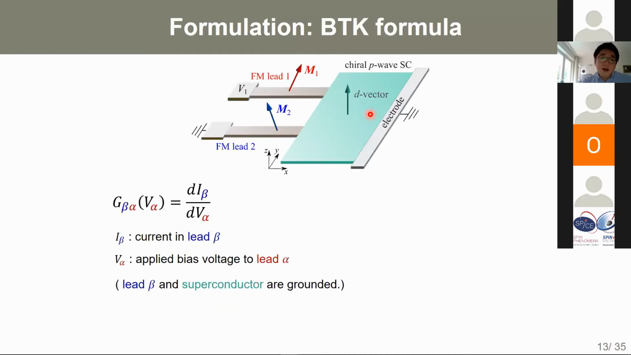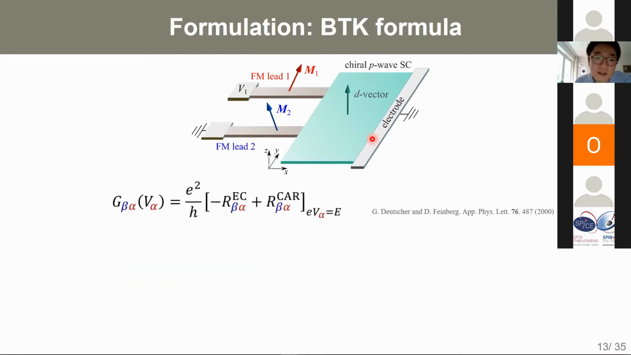And we are interested in the non-local conductance of this system, defined like this. Here, I_beta is the current in lead beta, for instance, in this case lead 2, due to the applied bias voltage to lead alpha, in this case lead 1, where lead beta and the superconductor are both grounded. And within the Blonder-Tinkham-Klapwijk formalism, the non-local conductance can be calculated by this formula.